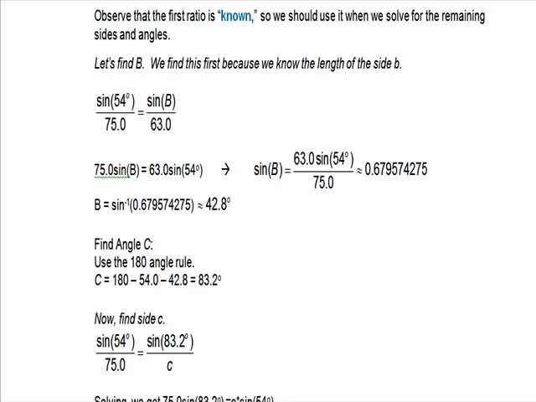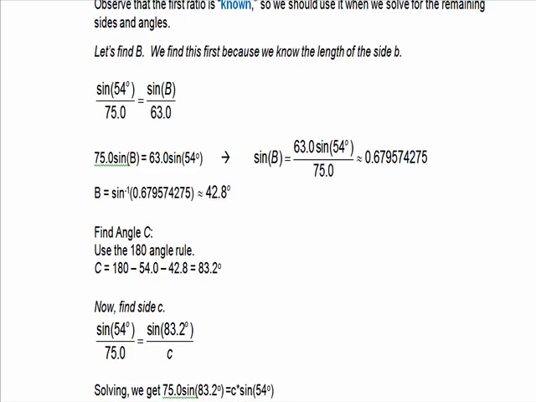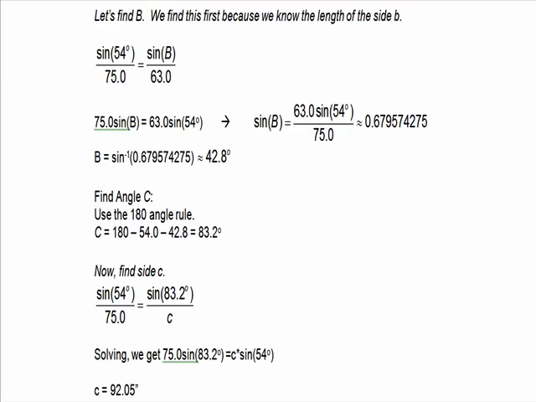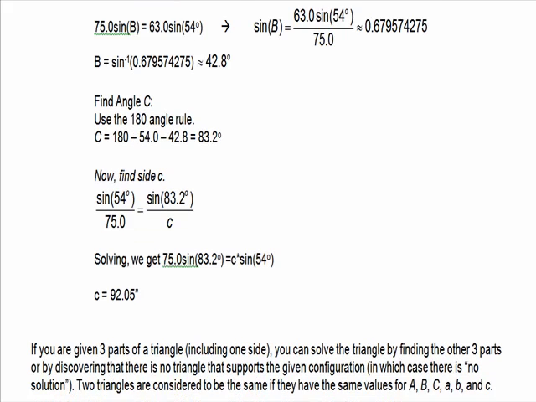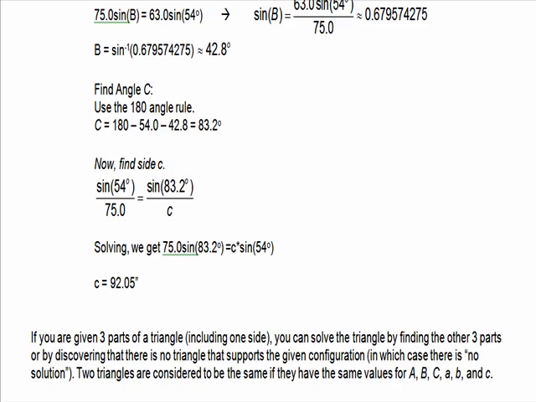Now, as I said before, now I know two of the angles. I can use the 180 degree angle rule, and I get that the third angle, angle C, is 83.2 degrees. Now, I can use that to find side C, which is the last thing that I'm missing. So, sine of 54 degrees divided by 75 is equal to sine of 83.2 divided by C. When I cross multiply, I'm going to end up getting that C is 92.05 inches.